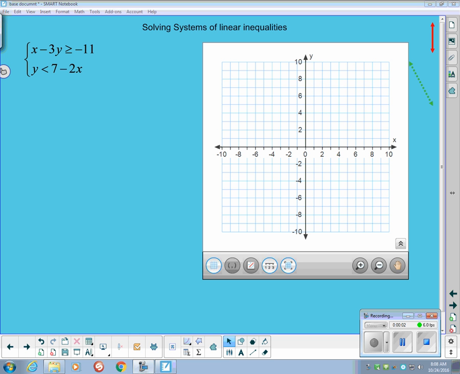All right, in today's video, we're demonstrating finding a solution of a system of linear inequalities. Solutions of linear inequalities are displayed graphically, so we need to graph both of these inequalities. We'll graph this first one in red, and then we will come back and we'll graph this one in green.